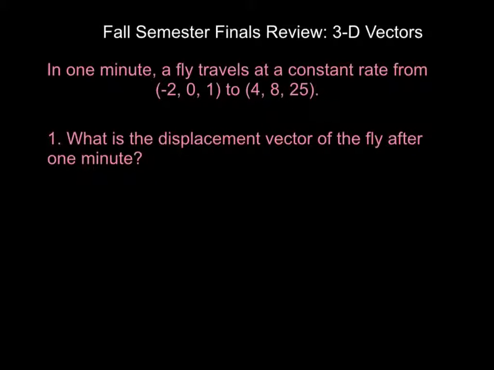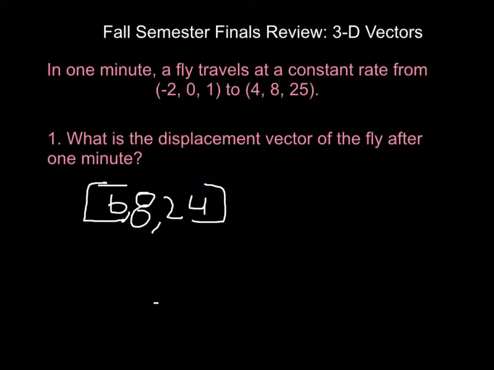So the distance between -2 and 4 is 6 units, right? Yeah. So you're going to draw your little vector. You're going to go 6. I'm making a vector. And then the distance between 0 and 8 is 8. And the distance between 1 and 25 is 24. And that is a vector.